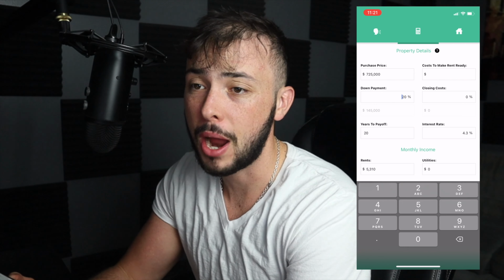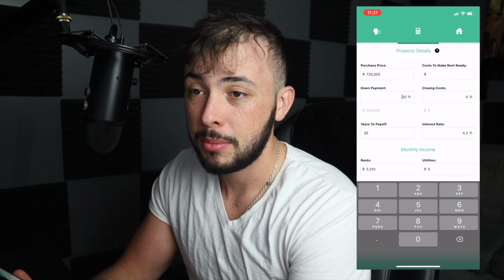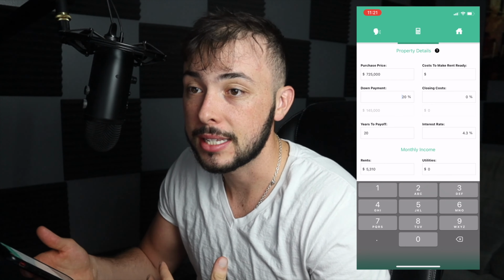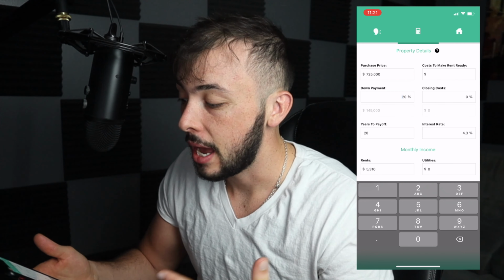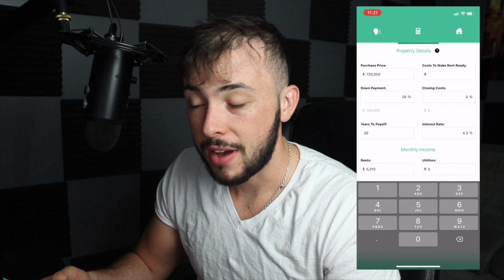So with a lot of commercial properties, you see people out there saying that you need 30% down. I was able to find a lender where I only had to put 20% down, which was huge for me because it's less money that I needed to bring out of my pocket. So you can see that the down payment for this is $145,000.